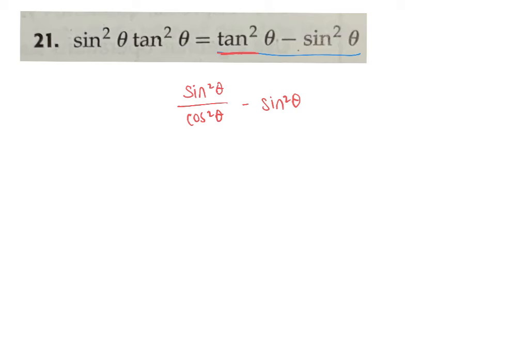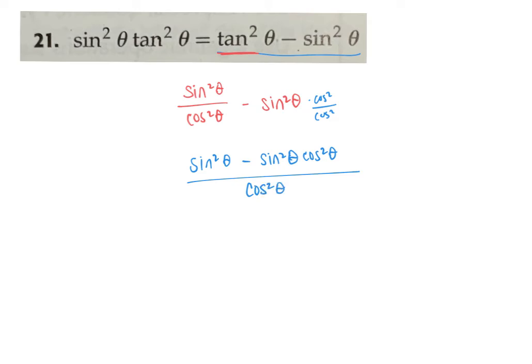I need to add these guys. Common denominator. What is my common denominator? Cosine squared. So I have sine squared. That doesn't change because it's already part of the common denominator. But I got to multiply this guy by cosine squared, right? So sine squared minus sine squared cosine squared all over cosine squared.